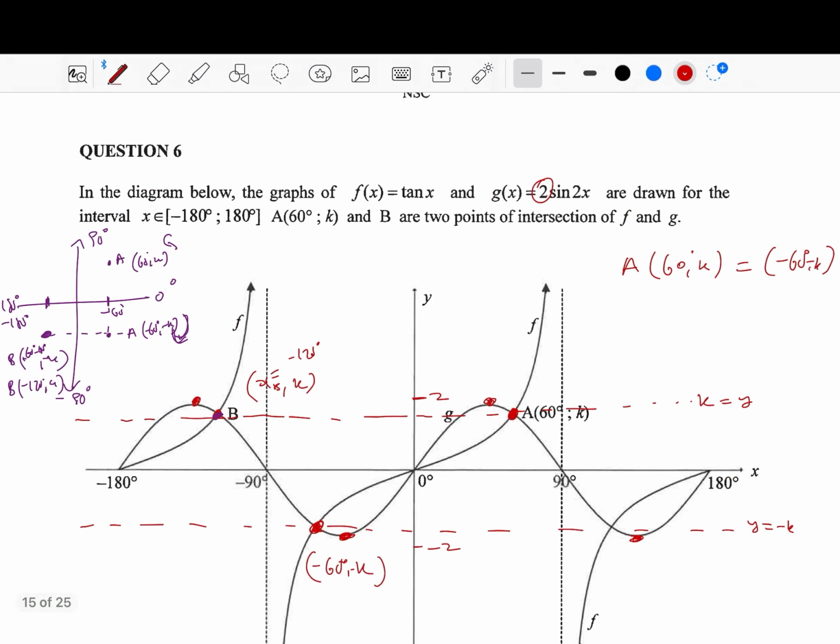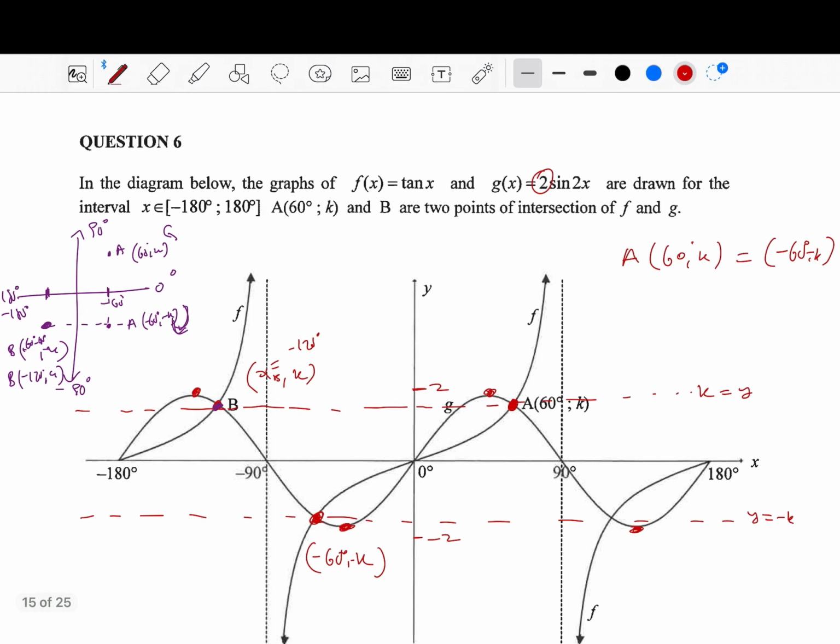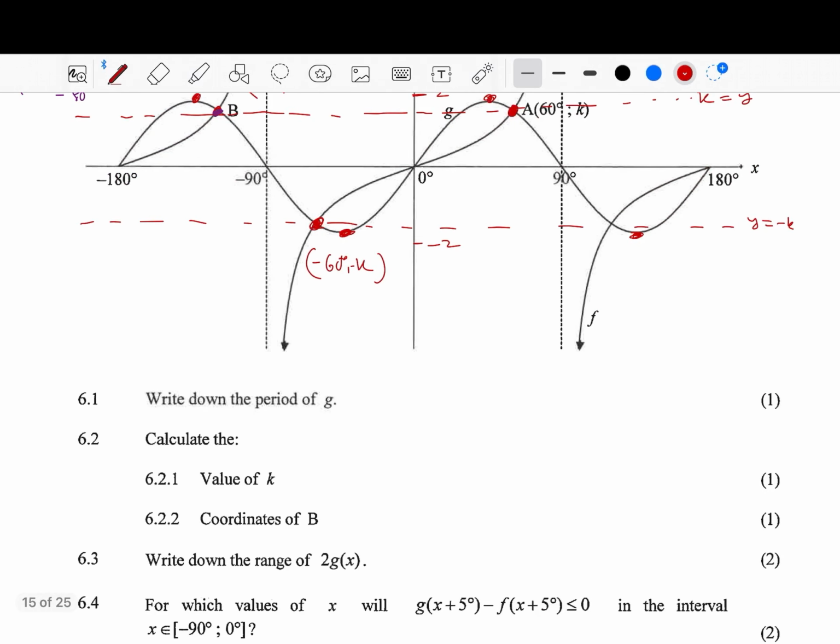If you go to G, that's G. G is 2 sine 2x, so the period is 360 degrees divided by 2. That's the period, and that is 180 degrees. The period is 180 degrees.